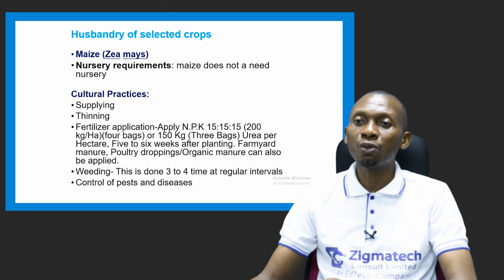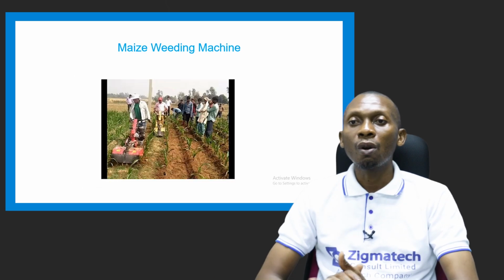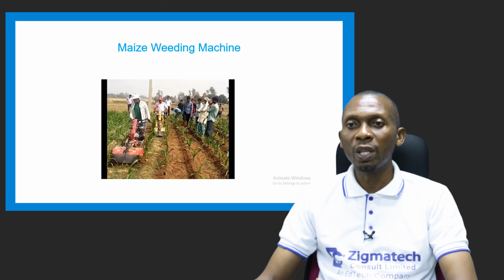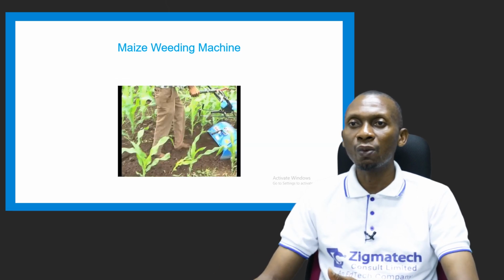And weeding is done about 3 to 4 times at regular intervals. Pests and diseases are also controlled. Now, this is a machine that shows weeding of the maize plant. See another picture showing a machine carrying out mechanical weeding.